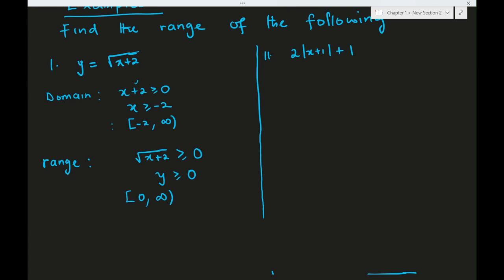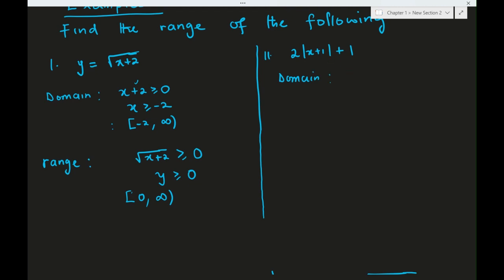Okay, now if we look here, you can see that the lowest value in the domain is minus 2, so it's closed. The lowest value in the range is also closed. The maximum we don't know, it's infinity, and this is also going to infinity. Okay, now for this one, what is the domain?